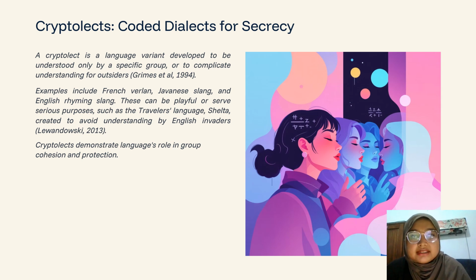Shelta, the travelers' language developed by Irish travelers as a means of secret communication to avoid understanding by English invaders and other outsiders. This example highlights how cryptolects play a crucial role in maintaining group identity, privacy, and sometimes even safety.